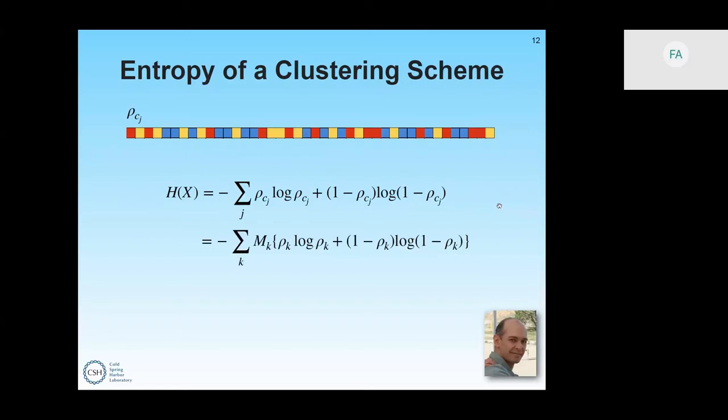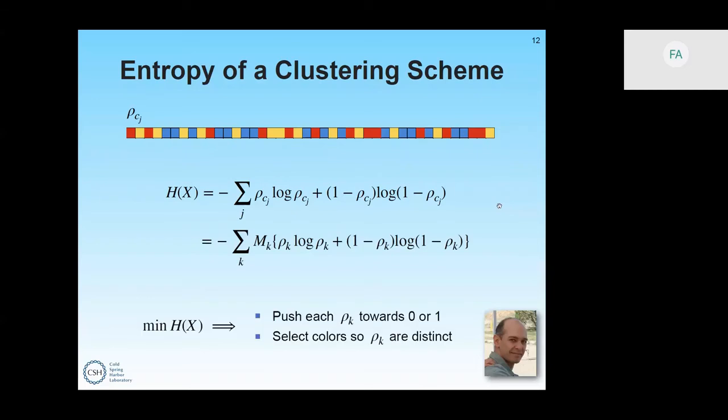And of course, since there's only one value of rho for every cluster, rather than summing over all sites, I can simply sum over all of the clusters, and I can weight the entropy by the number of sites in that cluster. Okay? So what does this give us? I should mention this is work by Brad Gulko, a student who recently finished up in the lab. What does this give us?